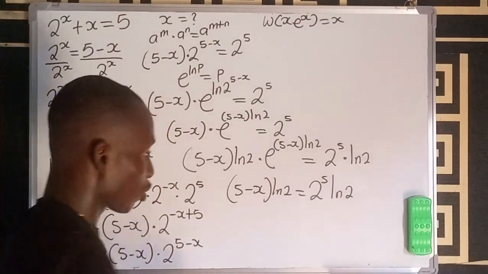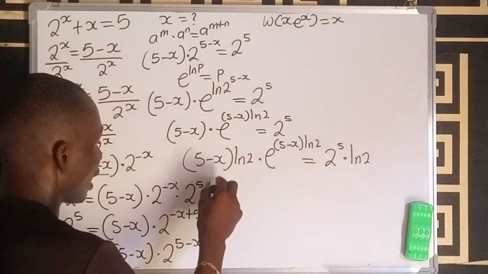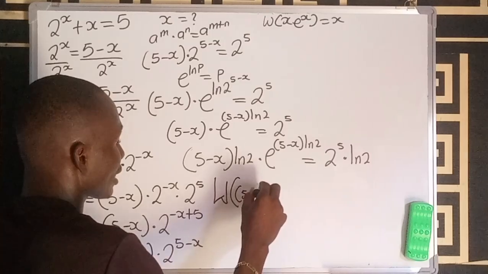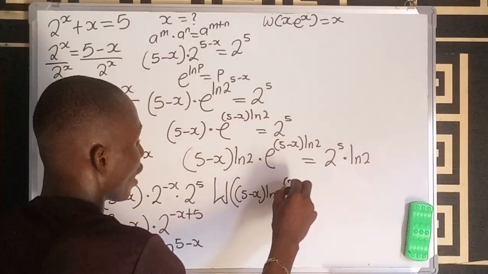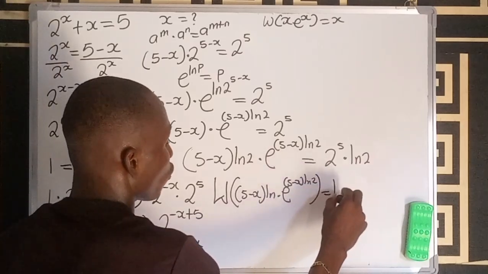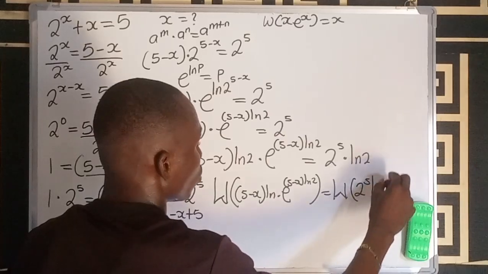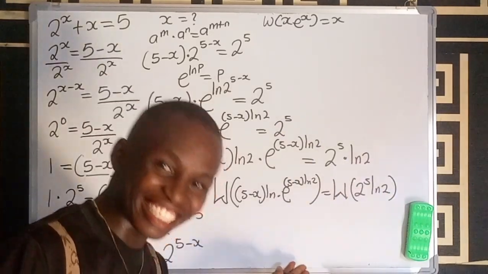Alright, we are not taking the Lambda W function, right? Let's take the Lambda. We are not taking the Lambda W function. So that means the Lambda W function of (5 minus x) ln 2 multiplied by e to the power of what? (5 minus x) ln 2 is equal to the Lambda W function of 2 to the power of 5 ln 2. Wow. This is amazing. I love this.